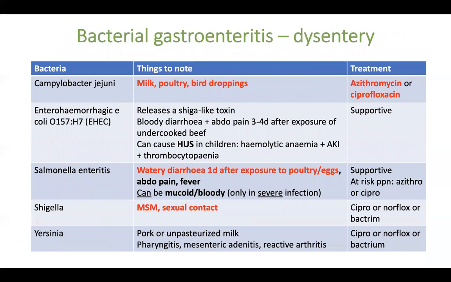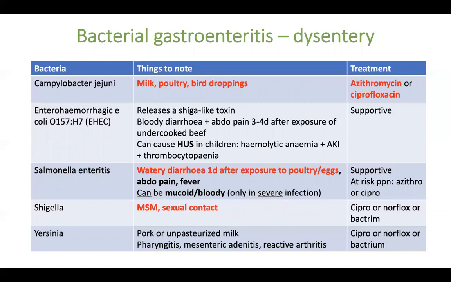Campylobacter, there's just classic buzzword things that come up all the time: milk, poultry, or bird droppings. And you give them either azithromycin or Cipro. For your EHEC, it's hard to differentiate, but essentially they get it after eating uncooked beef, and it's more common in children to get this thing called hemolytic uremic syndrome. I don't think it'll come up for you guys because it's more of a peds thing.